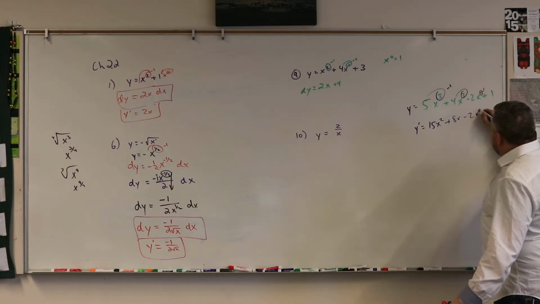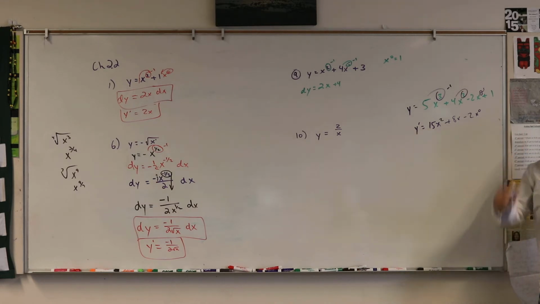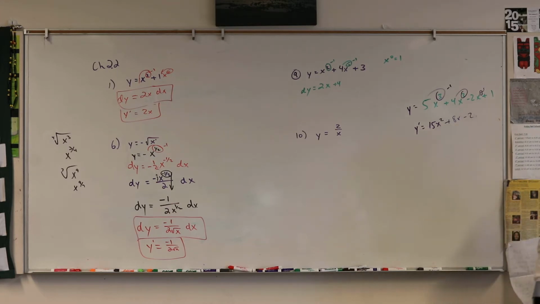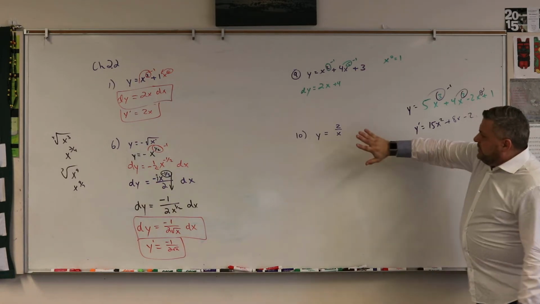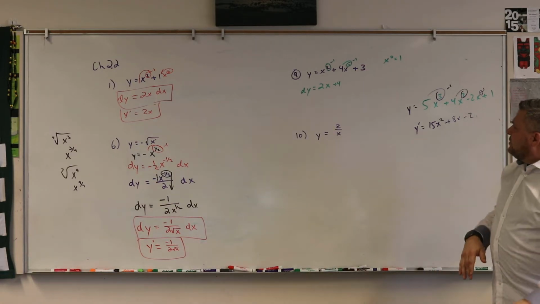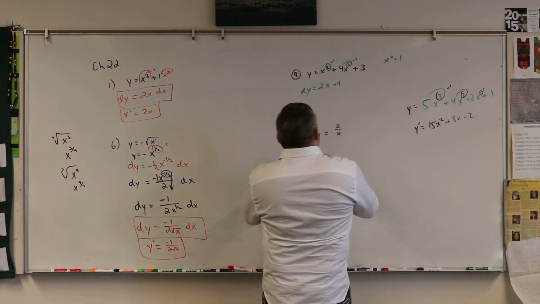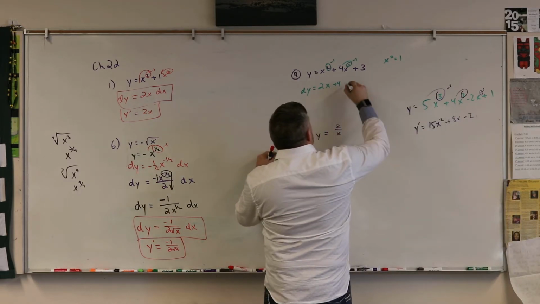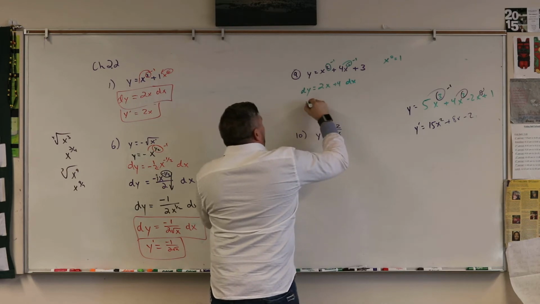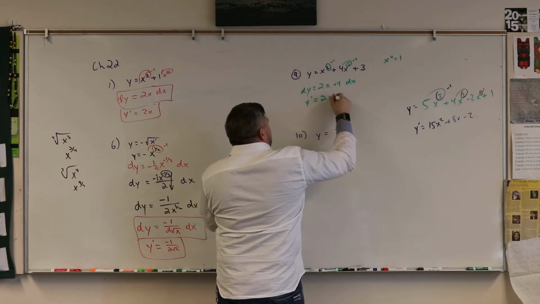0. So what's x to the 0? 1. And what's 1 times negative 2? Negative 2. Does that make sense? Better sense at least? Yeah, makes sense. Okay? Now, with number 10, wait, did we finish? Oh. Don't forget your dy dx, or you write it as y prime equals 2x plus 4.